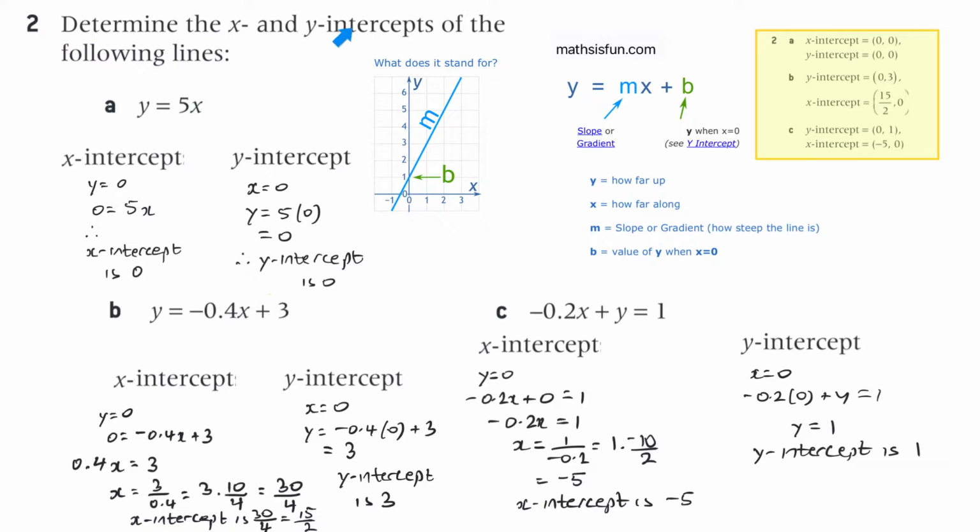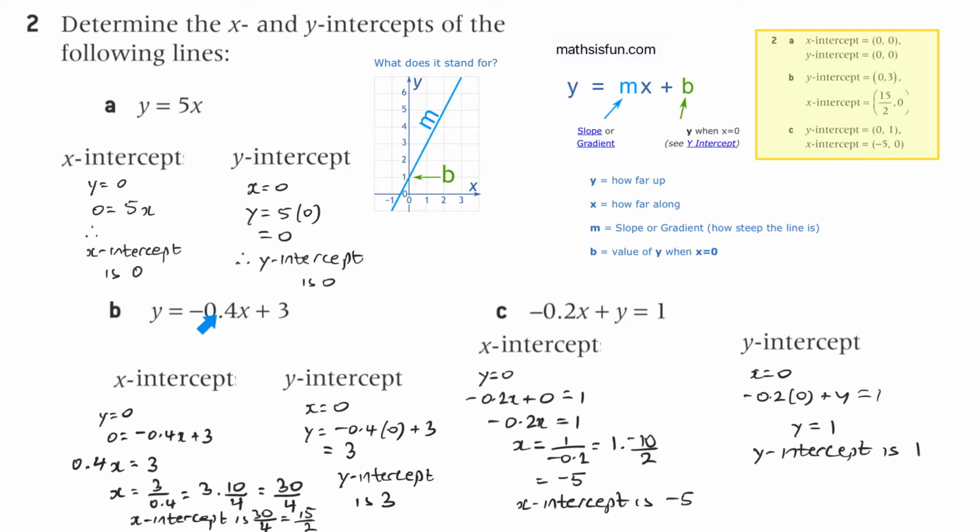Question 2, determine the x and y intercepts of the following lines. A, y equals 5x. Well, the x-intercept is where y equals 0. When y equals 0, x equals 0, so the x-intercept is 0. The y-intercept is where x equals 0, so y equals 5 times x, so y equals 0. Now, the book has given the answers in coordinate points. It doesn't really ask for that, it just asks for the x and y intercepts.